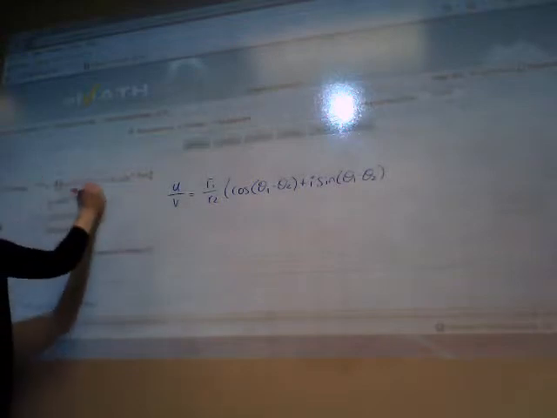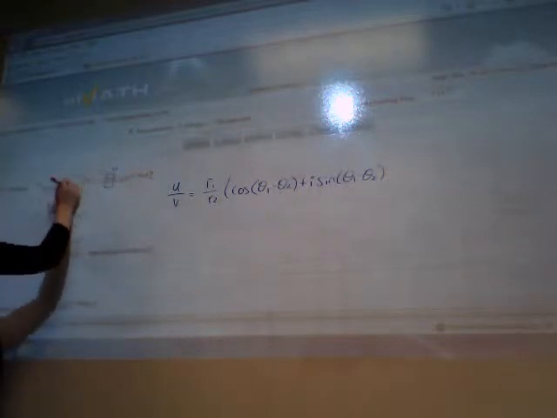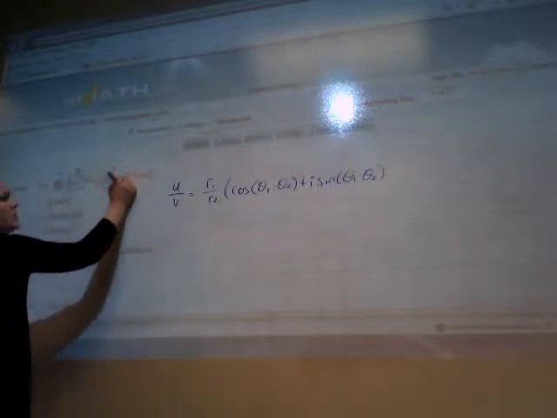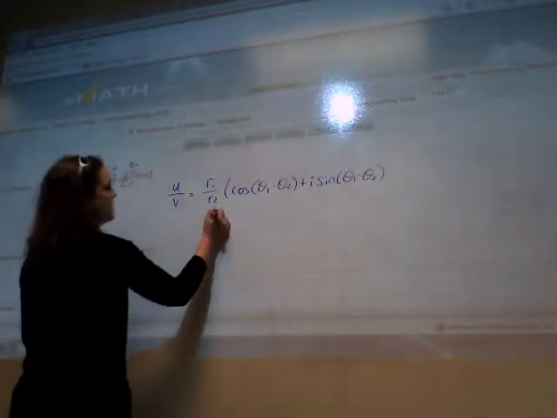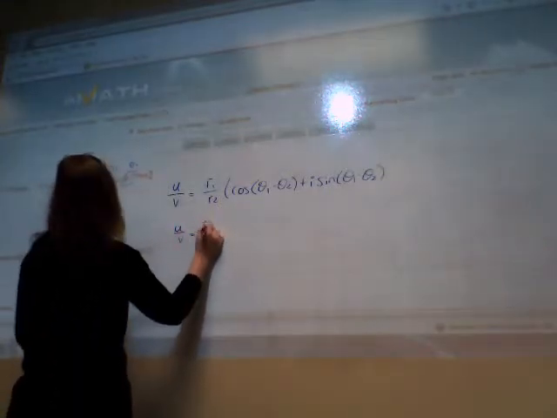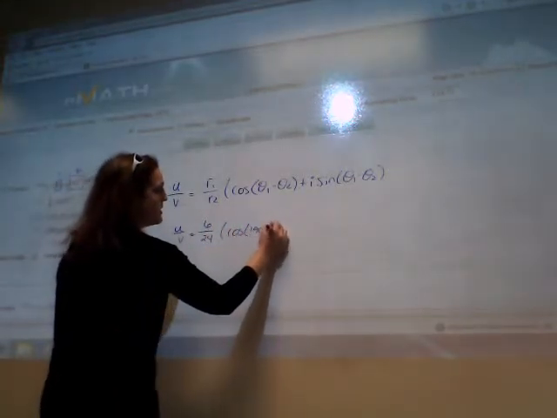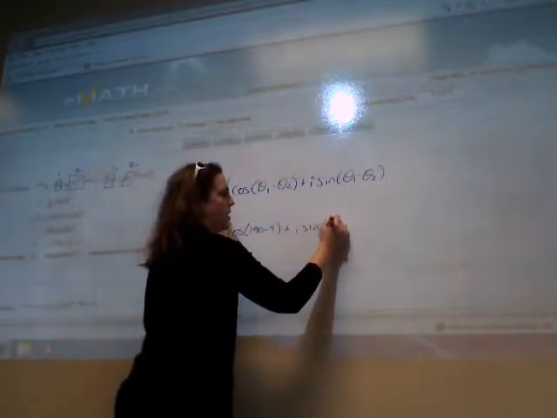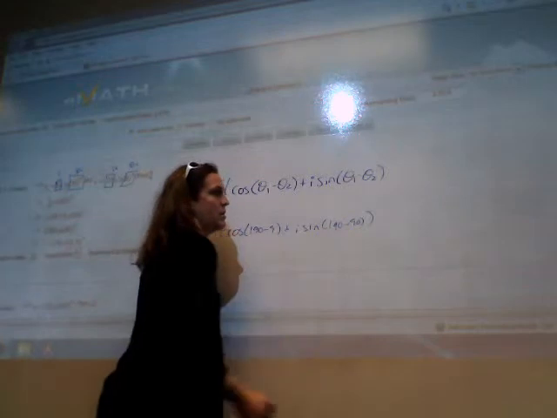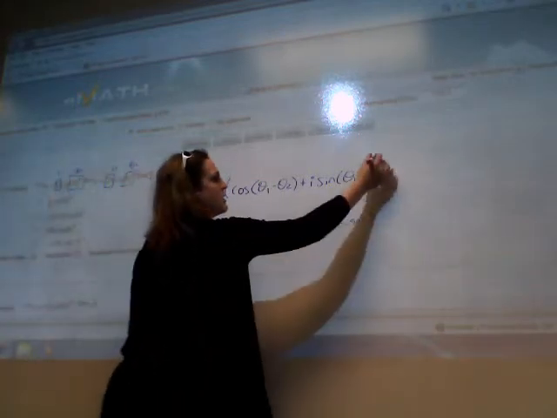So here we have, this is my R1, right? And this is my R2. Here's my theta 1. And here's my theta 2. Look how pretty when I can rearrange theta. Okay, so we take R1 over R2, right? So u over v is going to equal 6 over 24. Cosine of 190 minus 90 plus i sine of 190 minus 90.